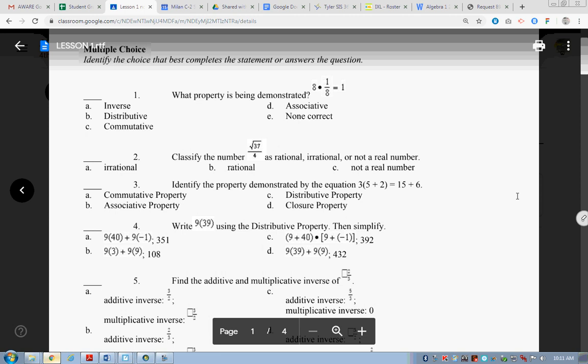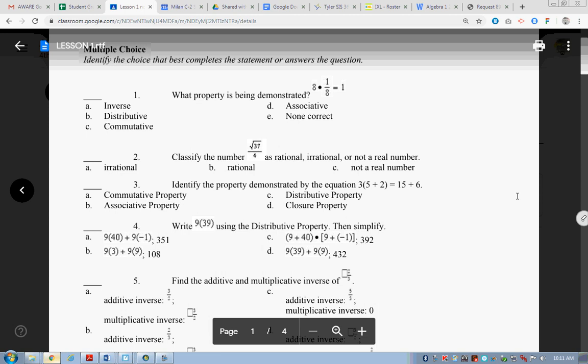Let's look at this property. I've got 3 times the quantity 5 plus 2, and that's equal to 15 plus 6. Can anybody tell me what's going on there, Danielle? The distributive property. What is being distributed? The 3. We're distributing the 3 to the 5 and distributing the 3 to the 2. That's giving me the 15 plus the 6. Is everybody on board so far? Okay. All right, number 4.